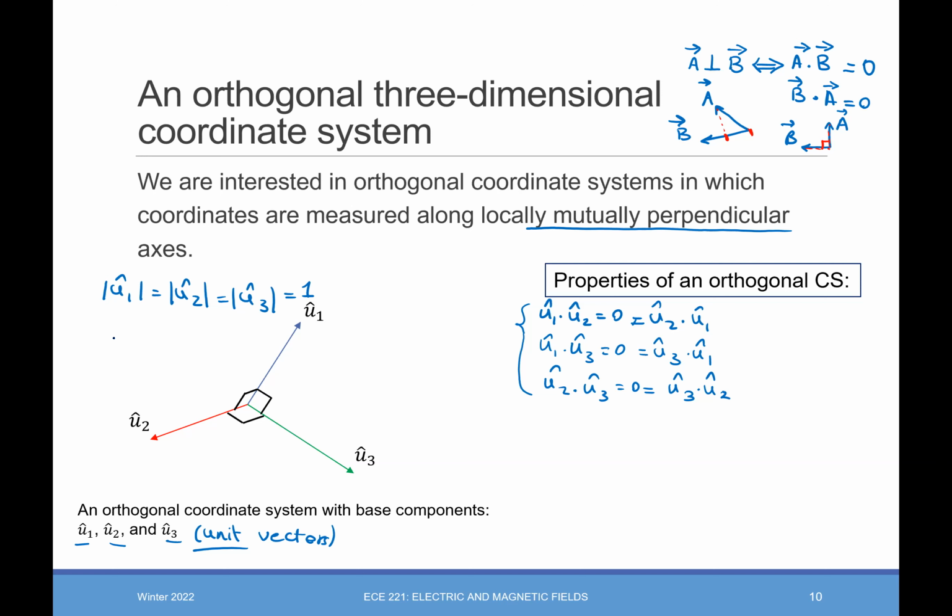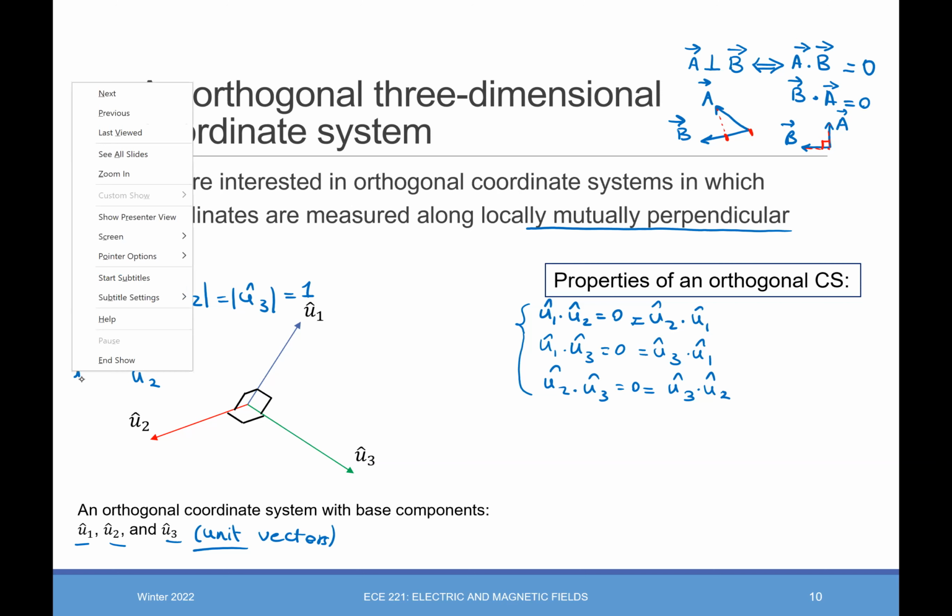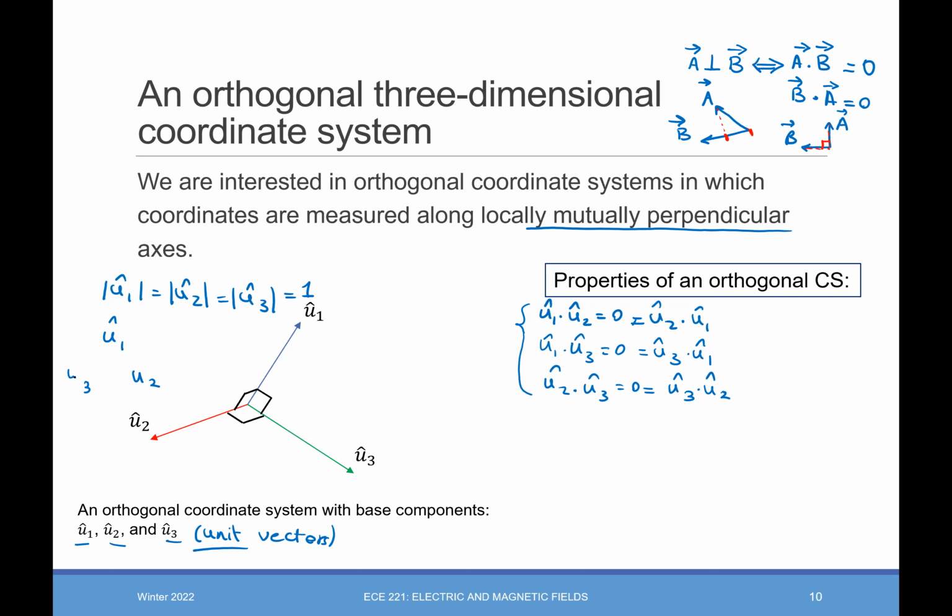For example, if you write U1 hat here, U2 hat here, U3 hat here, and imagine the circle that has a direction, what it means is that let's go to our right-hand rule. I'm not a good drawer, but imagine this is your right hand, right? If you go from U2 hat to U3 hat, your thumb would show the direction of U1 hat.